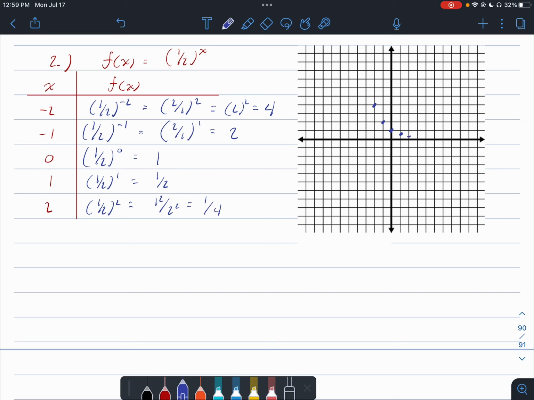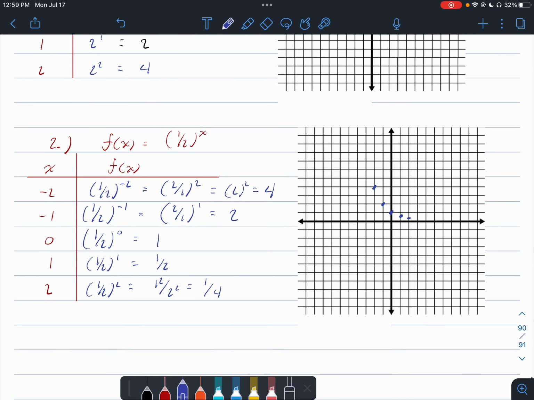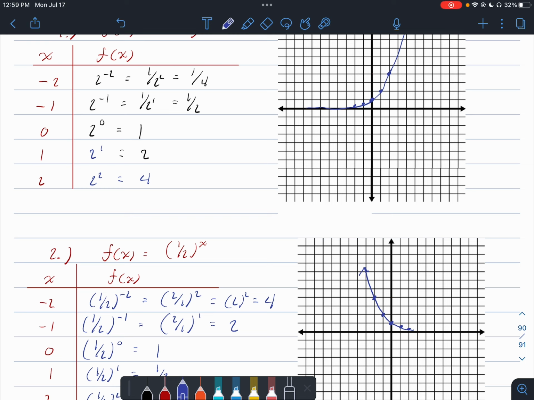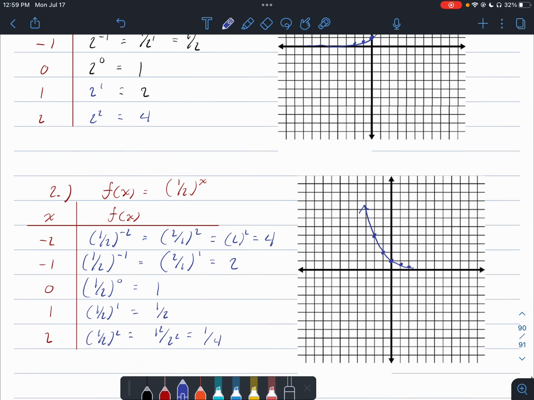Okay, so what you'll notice here is this is actually kind of the opposite of the previous example. As we go to negative infinity, it's doubling with each iteration, and as we go to positive infinity, it's cutting in half by each iteration. Okay, so it's the exact opposite here. So if you flip the base on itself, you get the direct opposite in terms of its growth.